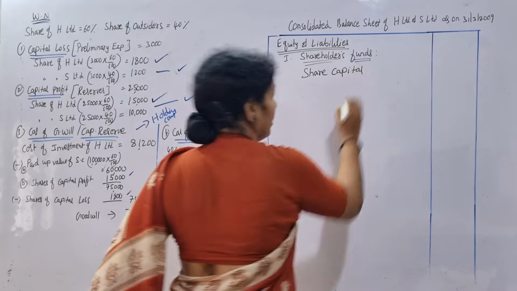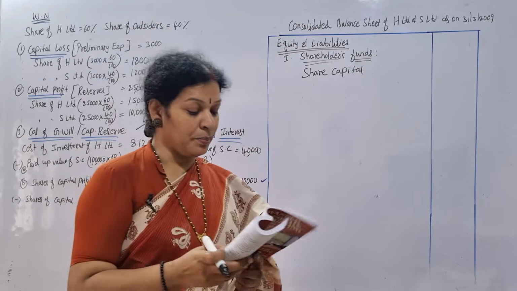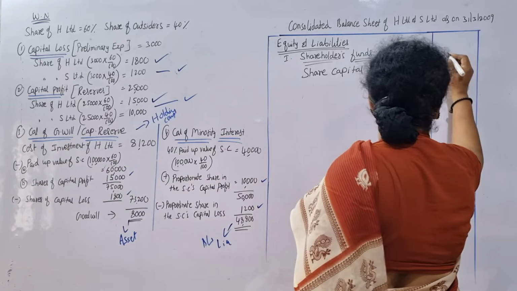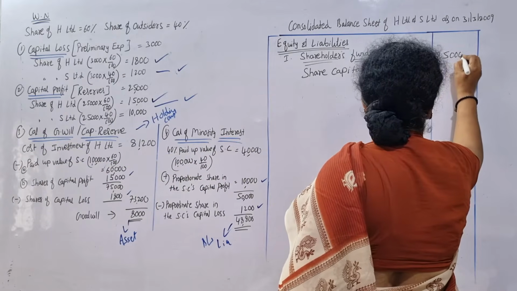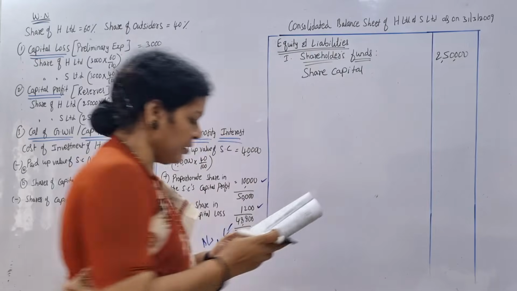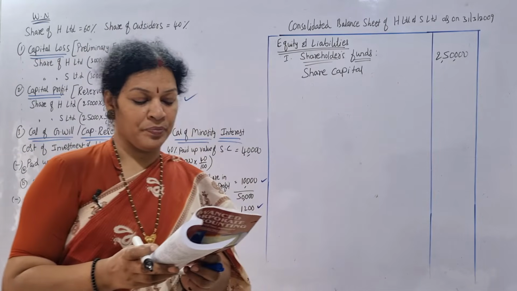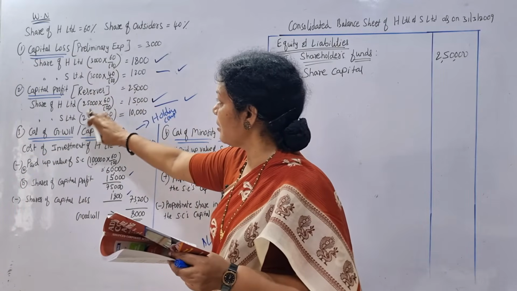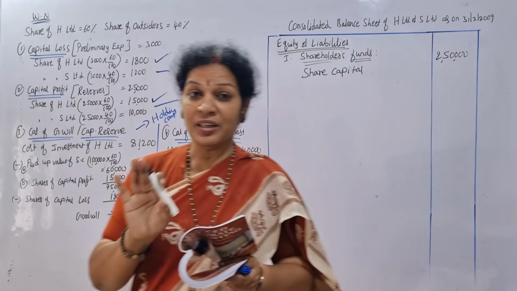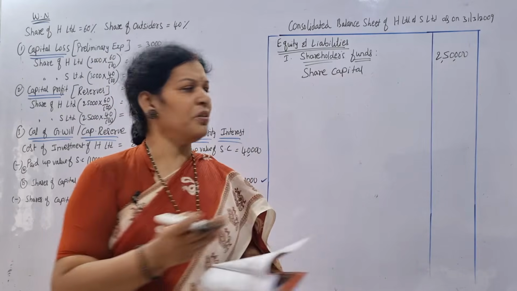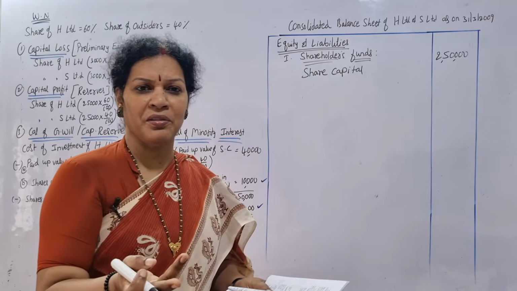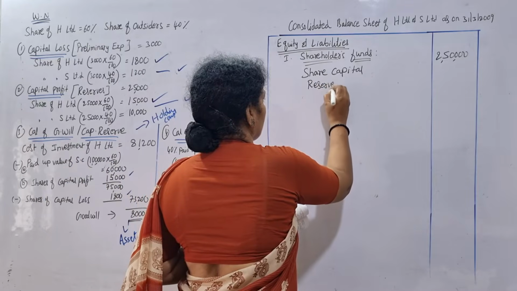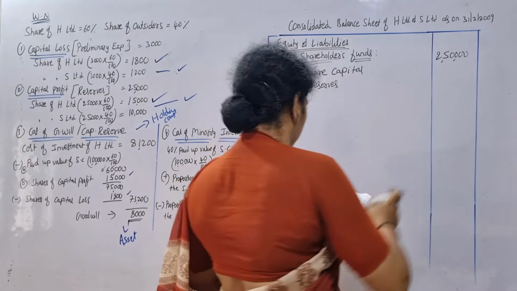Whose share capital? Always remember, holding company share capital. Holding company share capital is how much? 2,50,000. So we'll write 2,50,000. Then after that, next reserves are given. Subsidiary company's reserves we have already taken here. We take only the holding company reserve. Reserve will always be shown along with share capital, as reserves and surplus. In the same way here we'll say reserves. How much is it? 50,000.